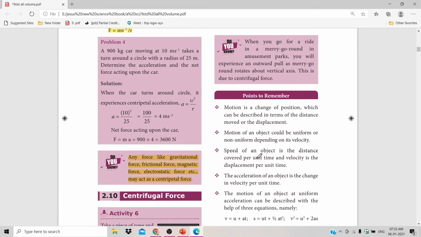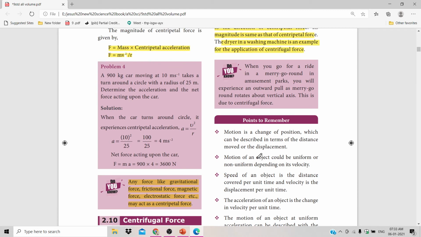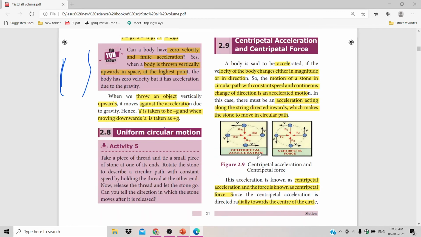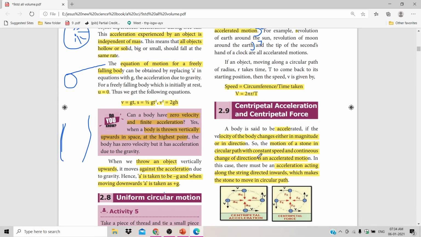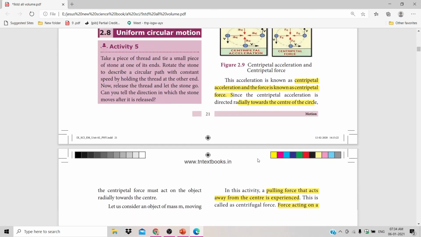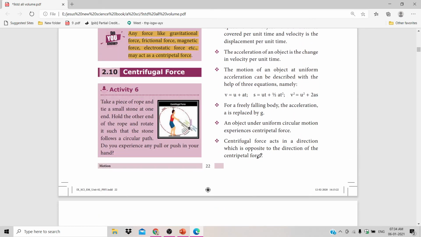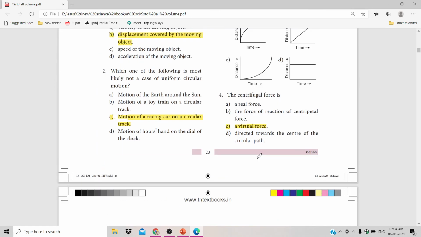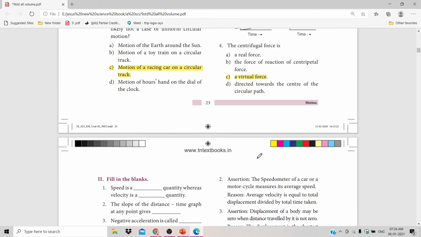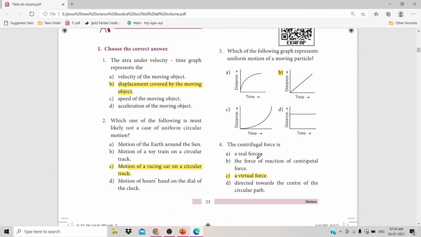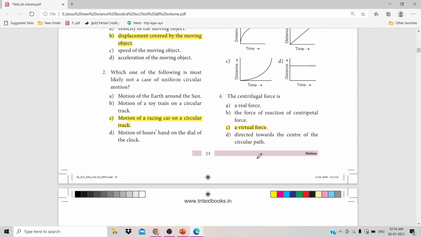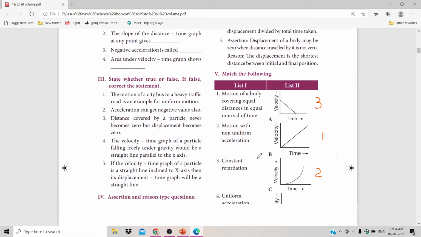Today, after learning about equations of motion in the previous video, we have covered motion of a freely falling body, uniform circular motion, centripetal acceleration, centripetal force, and centrifugal force. Let's take your evaluation part, page number 23, and choose the correct answer. Fourth question: the centrifugal force is option C, virtual force.